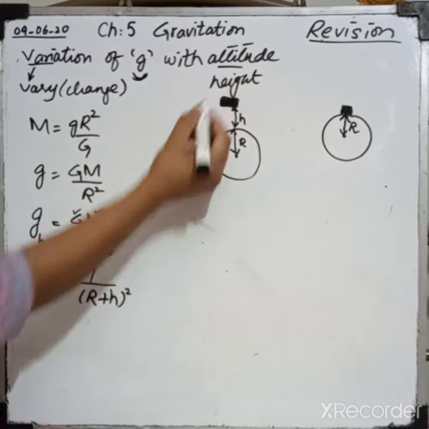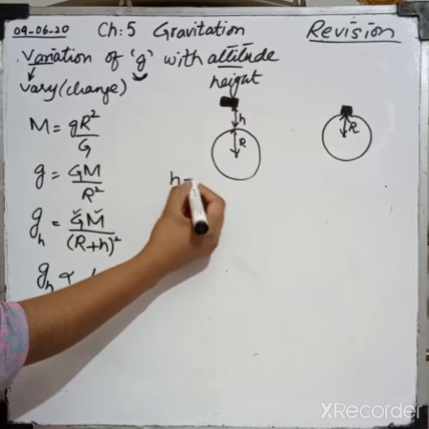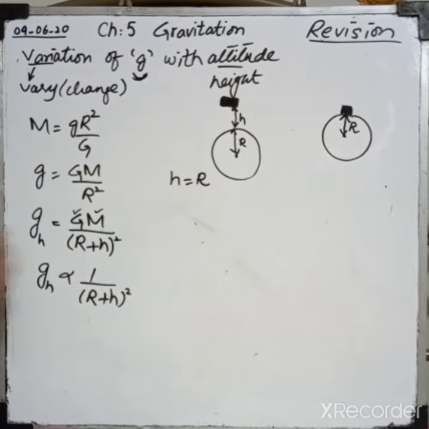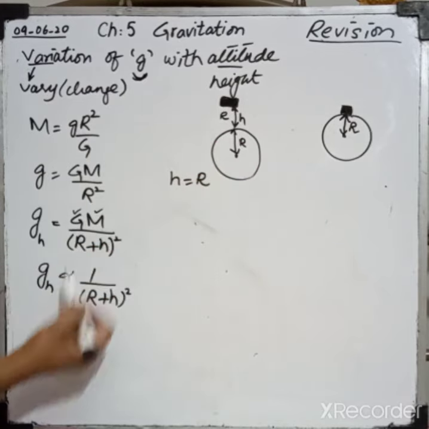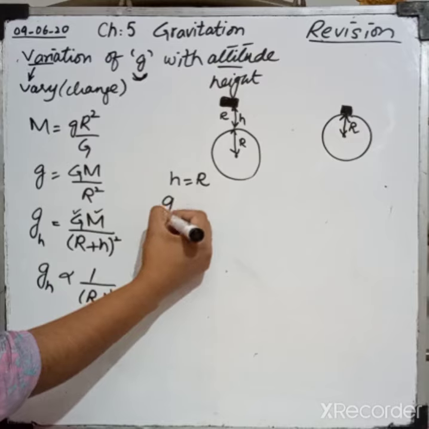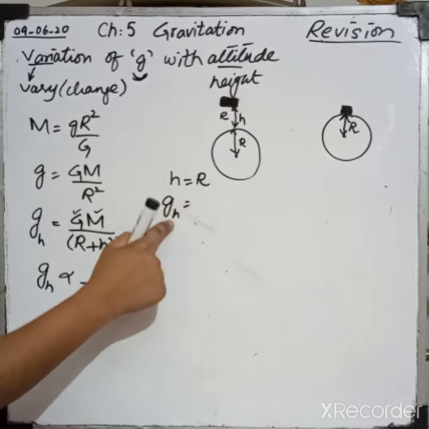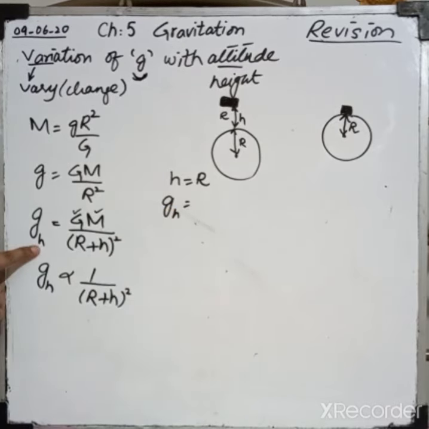Suppose we have taken the body at a height equal to 1 earth's radius. Let's take this height as the same as the radius of earth. What will happen? From this equation we come to know gh equals to, and now here I am writing h to show the difference between these two gravitational accelerations, because this is for the bodies at the surface of earth, and this is for the bodies present at some heights.